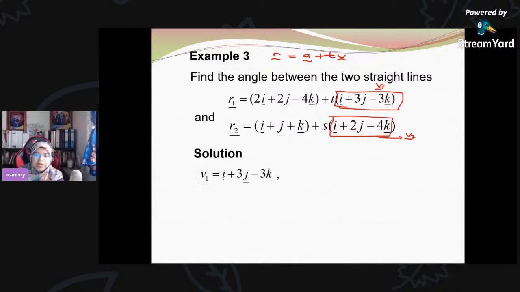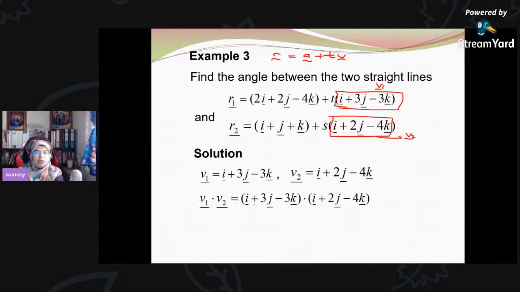Okay, so V1 is i plus 3j minus 3k. V2 is i plus 2j minus 4k. And then we're going to do the dot product. So i plus 3j minus 3k dot i plus 2j minus 4k. So do you guys remember how to do the dot product? Okay, so I normally write them down in a column format. So I have 1, 3, negative 3, dotted with 1, 2, negative 4.